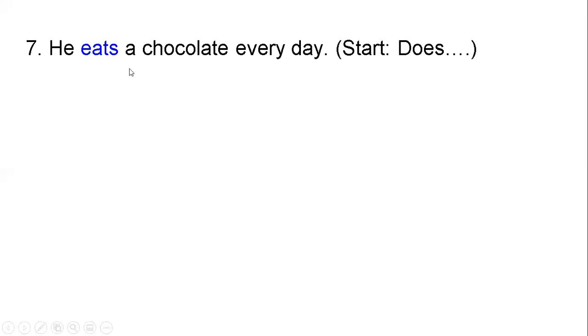Let's see. Does he eat a chocolate every day? Does, because you have to start with "does," and you're starting with "does" because this is present tense. Does he eat? Not "eats." If you write "eats," it will be wrong English. And the rest of it stays the same. A chocolate every day. I hope that is very clear to you.